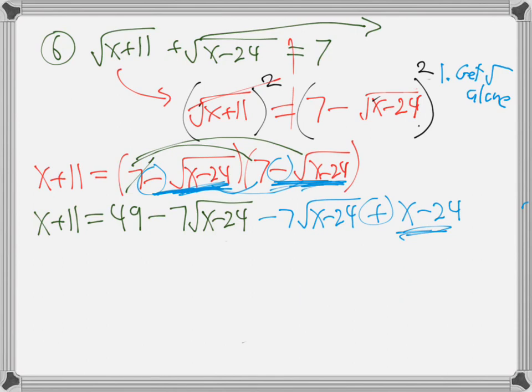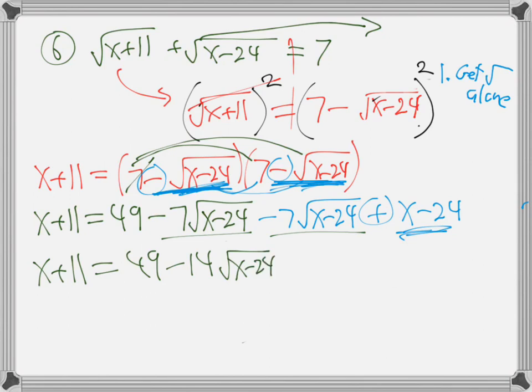Let's gather like terms. So x plus 11. The other side, 49. Minus 7 roots, minus 7 more roots. You guys had the section on like terms. Remember you just added? Minus 14 of the root x minus 24s. Plus x. Oh, I should have combined 49 and minus 24. They're just plain old numbers, right? They can just subtract. What is that? 25?